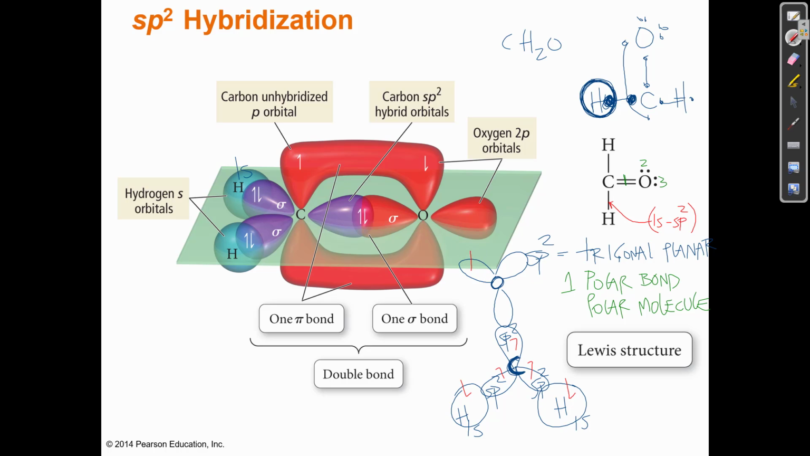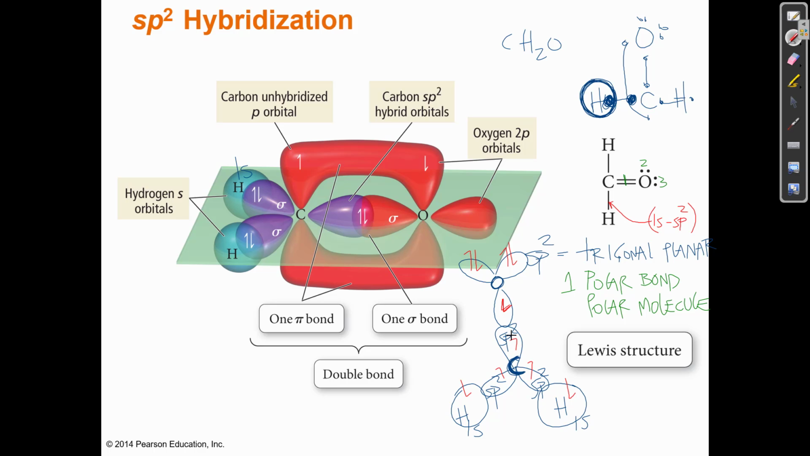These are the lone pair electrons. Oxygen has 2 lone pairs, right? 1 lone pair is up here in this sp2 orbital, and 1 lone pair is here in this sp2 orbital. And then oxygen also has this unpaired electron. One of these unpaired electrons on oxygen is going to pair up with this unpaired electron on carbon.